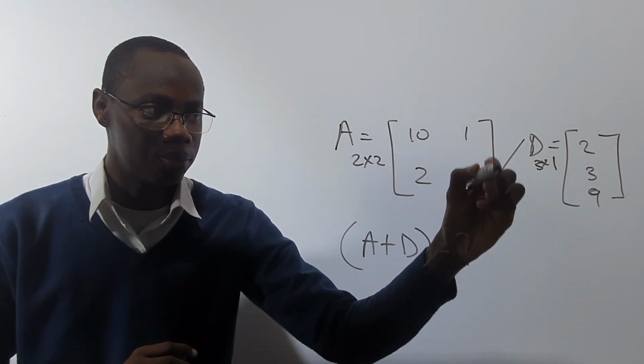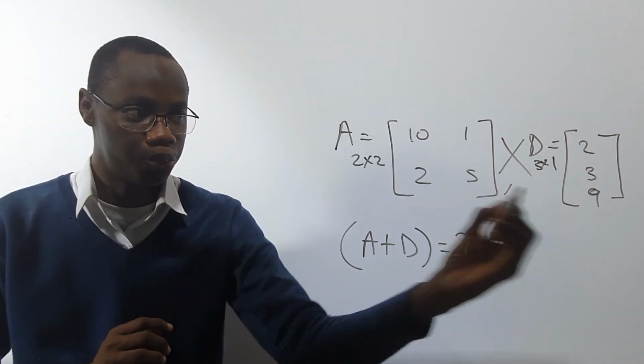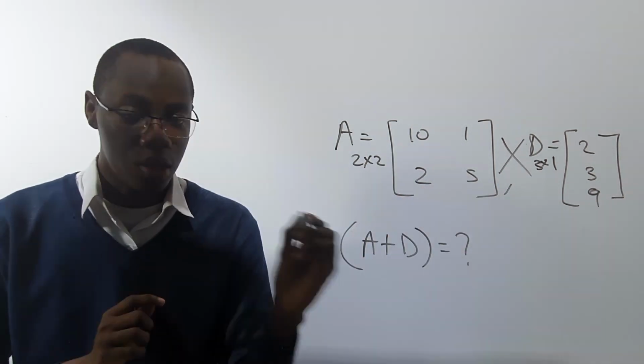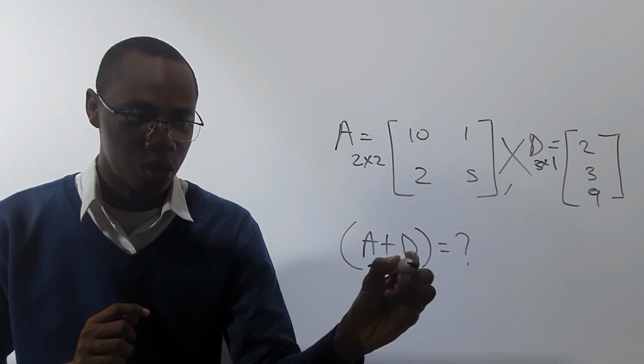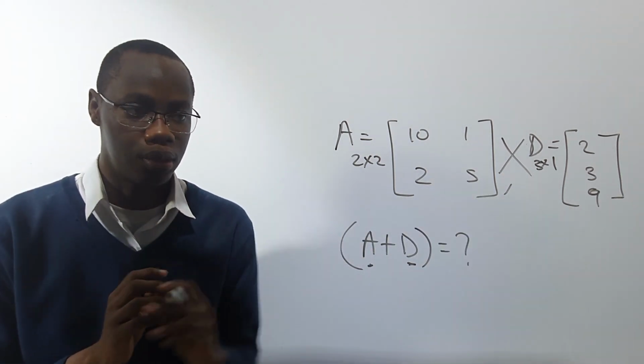So it is undefined, and we cannot carry out the operation on them because they are not of the same order. So you need to check when you are adding or subtracting, are they of the same order? If they are not of the same order, then you can't carry out the operation on them.